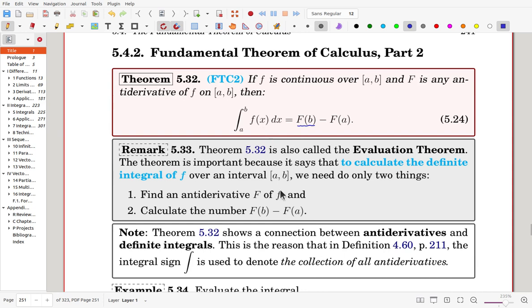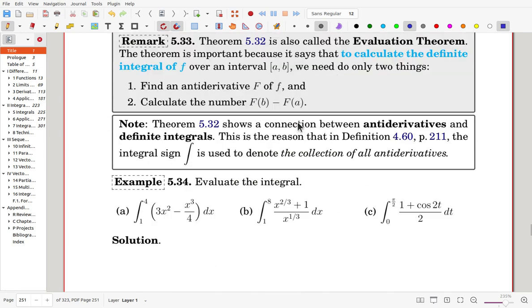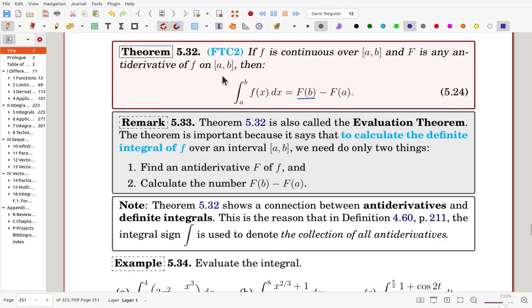Because of that, to get a definite integral over an interval, first we have to find the antiderivative of f and calculate the number F of b minus F of a. So it is sometimes called the evaluation theorem. Okay, and theorem 5.32, the fundamental theorem of calculus part 2, shows a connection between antiderivatives and definite integrals.